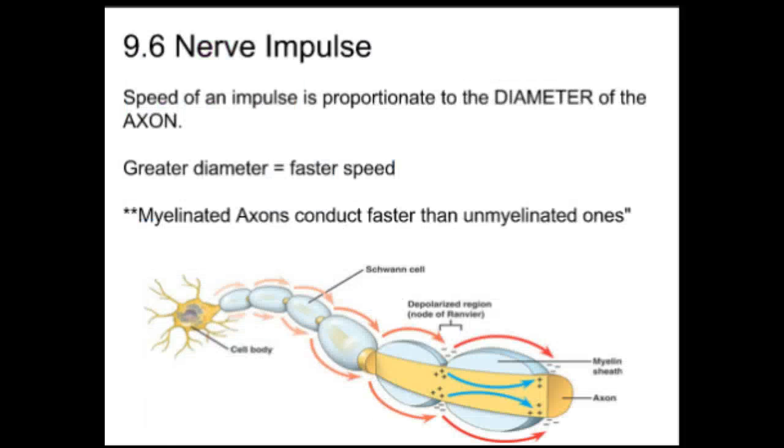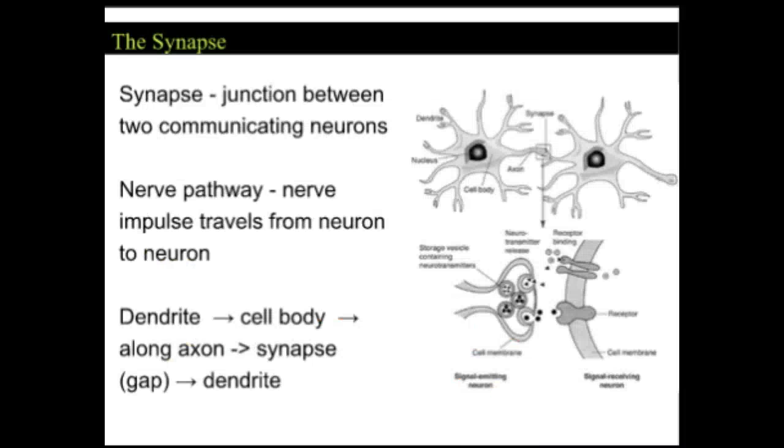Okay, nerve impulse. So the speed of the nerve impulse is proportionate to the diameter of the axon. The greater the diameter, the faster the speed. Myelinated axons, as I said earlier, conduct faster than unmyelinated ones. Okay, and then like we were talking about before, we have the synapses, which are junctions between the two cells. And this is how they communicate with each other.